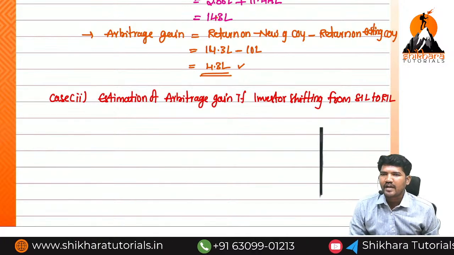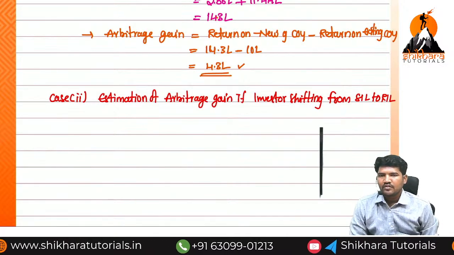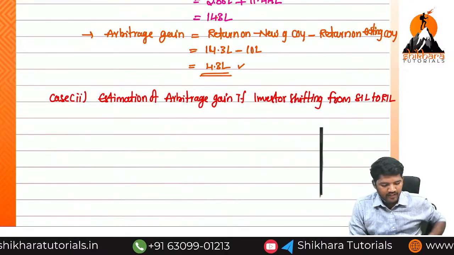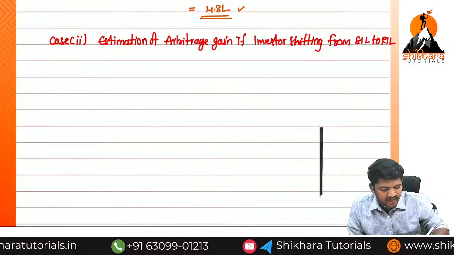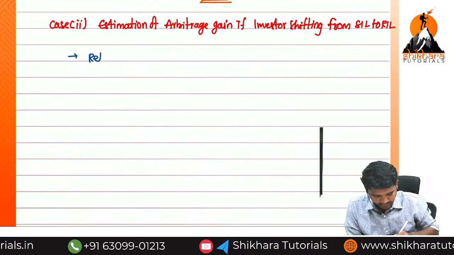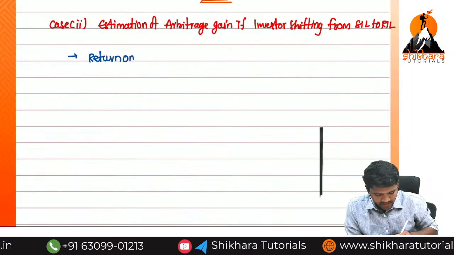Here also you have to take another assumption. What is another assumption? You can take a loan from outside. That is the assumption. Okay, done. What's the step 1? First, calculate existing earnings. Return on SIL.